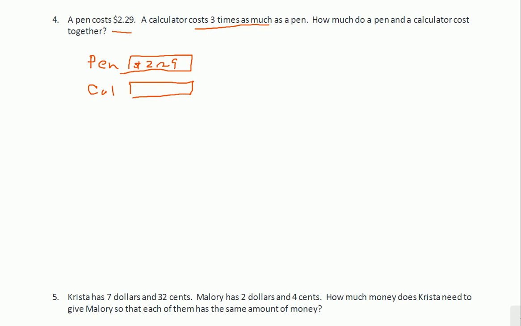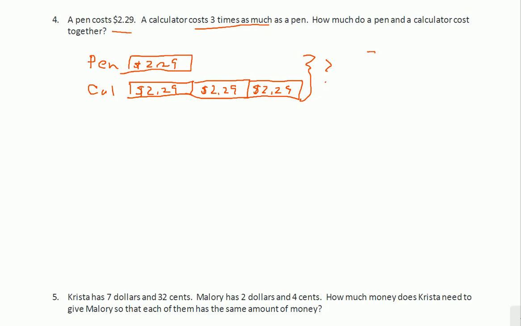So here's a tricky way to do this. 1, 2, 3, and each one is $2.29, $2.29, and $2.29. Now the standard way to do this, because we need to know what that is all together, is to times this by 3 and then add the 2. Well, the shortcut is just to do 229 times 4. That is the shortcut way to do it.